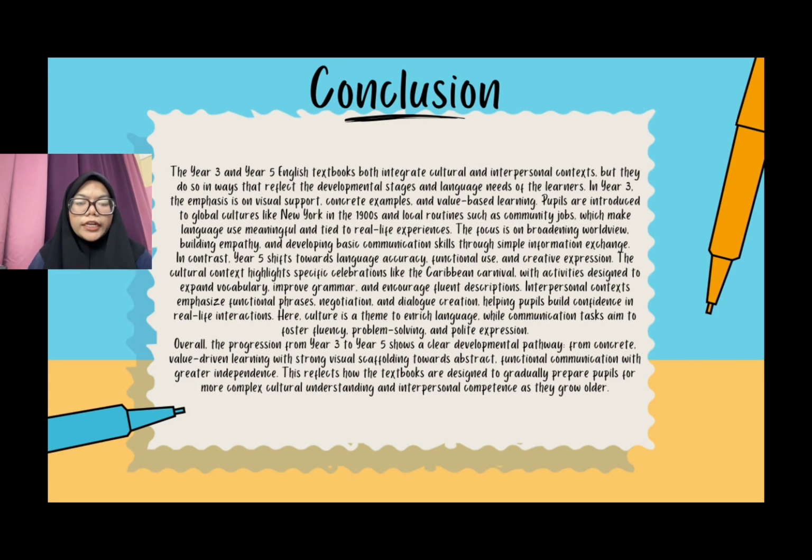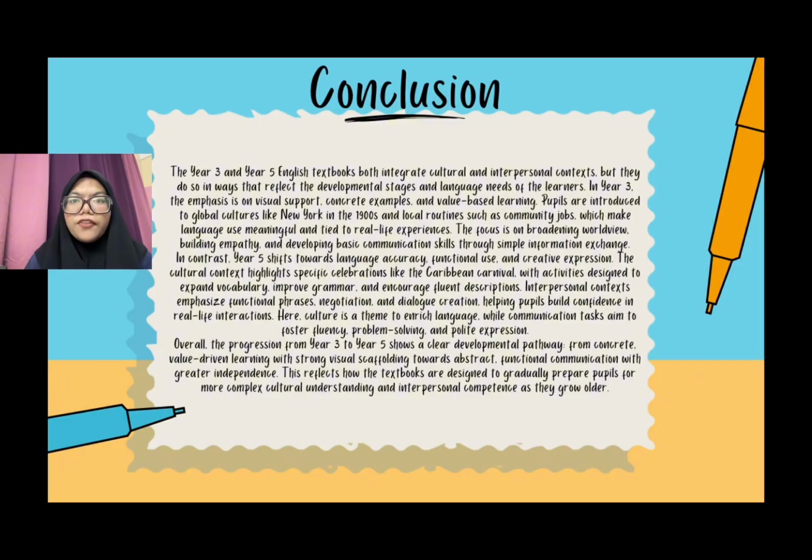So for the conclusion, what I can conclude from our explanation just now is that the Year 3 and Year 5 English textbooks both integrate cultural and interpersonal context, but they do so in ways that reflect the developmental stages and language needs of the learners. In Year 3, the emphasis is on visual support, concrete examples, and value-based learning. Pupils are introduced to global cultures like New York in the 1900s and local routines such as community jobs, which make language use meaningful and tied to real-life experiences. The focus is on broadening worldview, building empathy, and developing basic communication skills through simple information exchange.